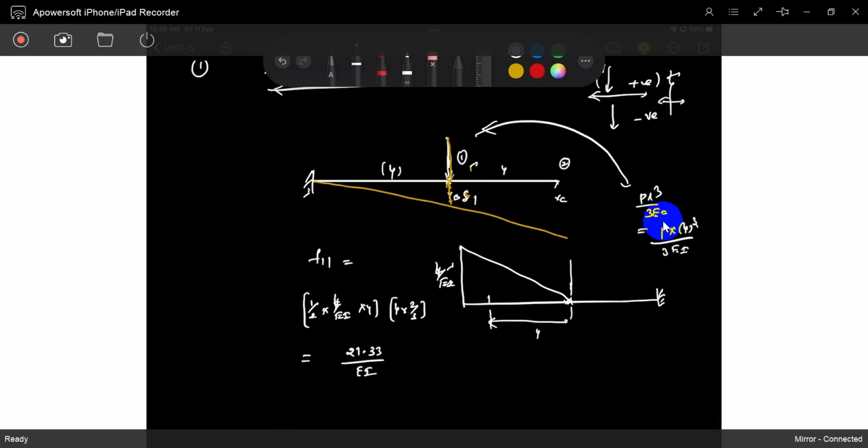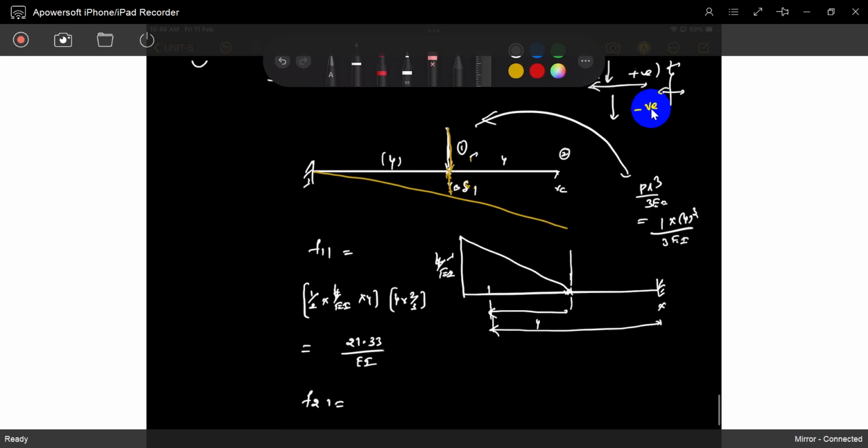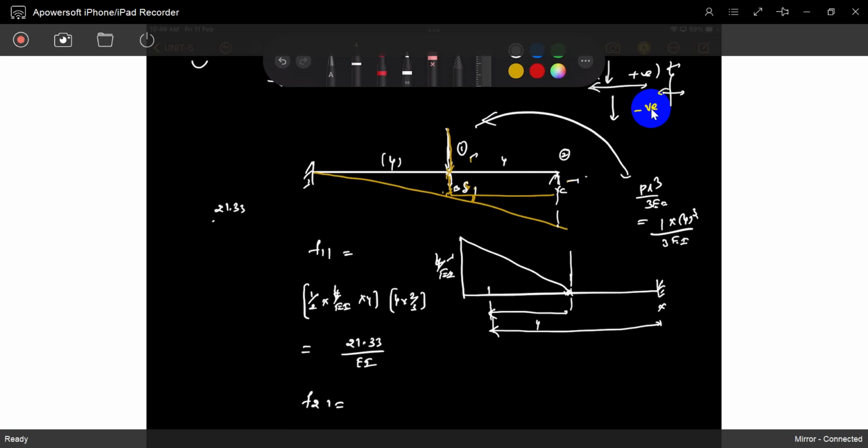So that is F11 and F21. For F21, you can find the bending moment here, but now the distance will change. You already know this; I said so many times. The rotation is the same here. So this value is 21.33 by A. What is the remaining value? The slope. The slope is PL square by 2EA, multiplied by the distance, which is 4. Slope into distance is 4.